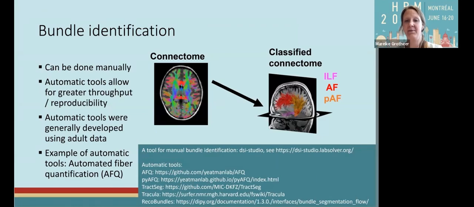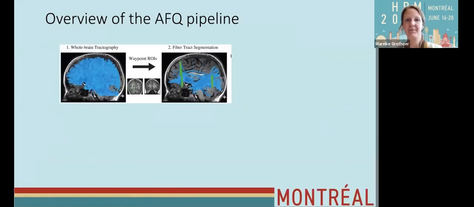And there's many different automatic tools out there for you to choose from. I'm listing some of them here in the teal box. It's important to note that these tools are generally developed using adult data, though. The tool that I'm going to focus on today is AFQ, or Automated Fiber Quantification. AFQ was originally developed by Jason Yeatman and is nowadays available both for MATLAB and Python.